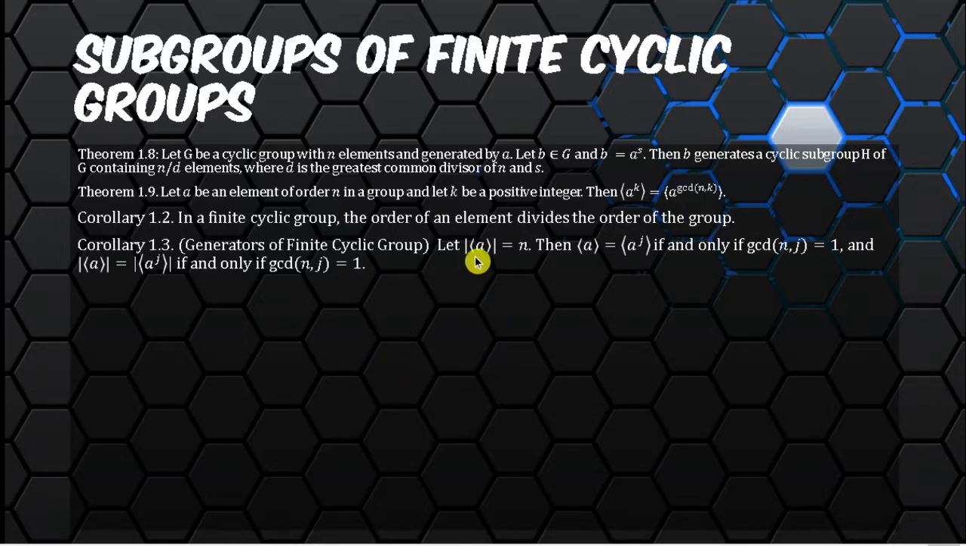So let the order of the subgroup generated by A equal n. Then the subgroup generated by A is the same as the subgroup generated by A raised to j if and only if the GCD of n and j is 1. And the order of the subgroup generated by A is equal to the order of the subgroup generated by A raised to j if and only if the GCD of n and j equals 1.